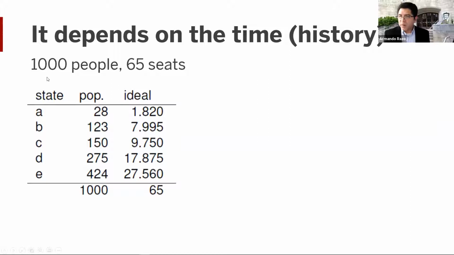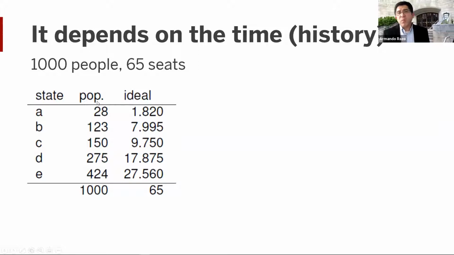So I'm going to recycle my society of 1,000 people, but instead of measuring political support, I'm going to measure the distribution of the population. So the second column is still population across 5 different states. So the letters A, B, C, D, and E now represent states.